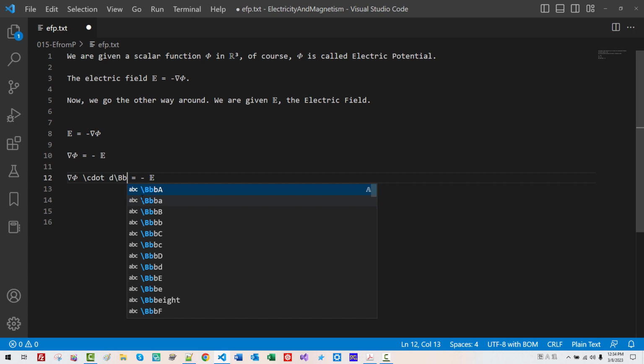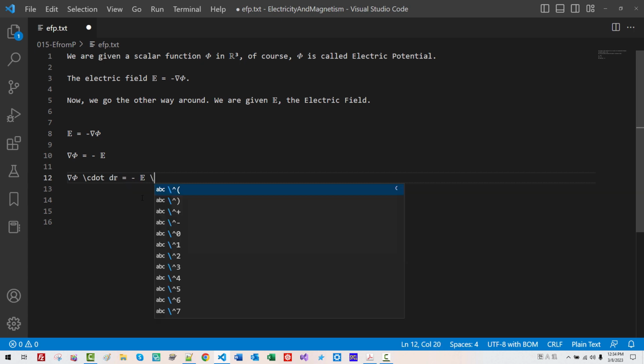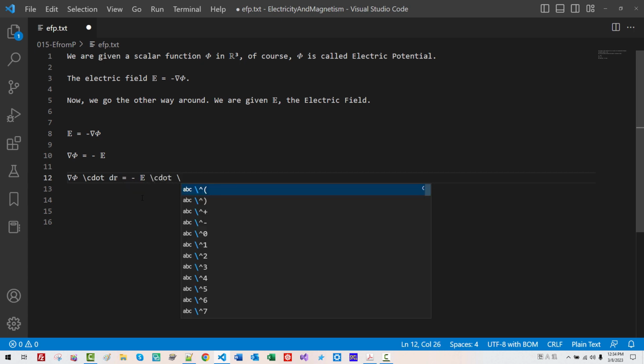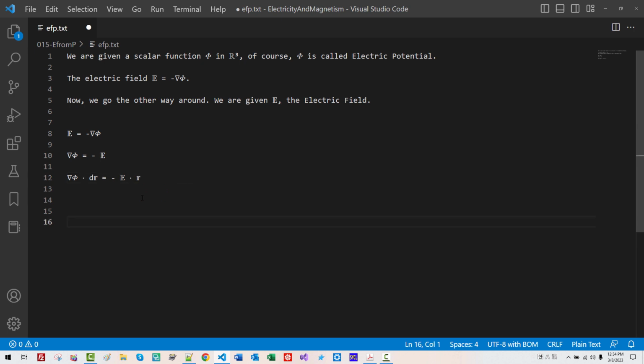D r, dot, E dot dr. I missed d here. We perform the dot product on both sides. Then from this we take the integral, also the integral. Now how can we integrate these things?